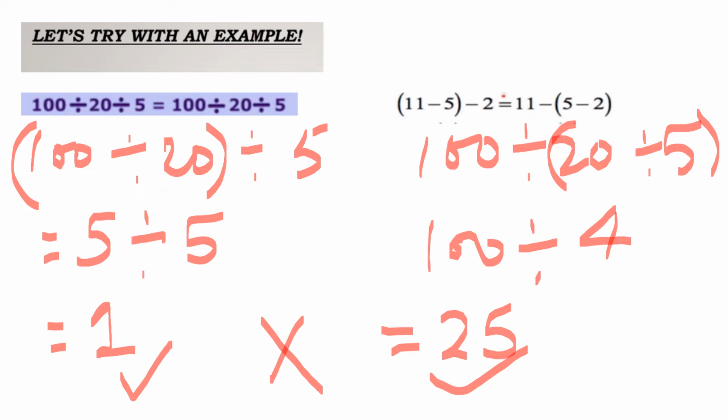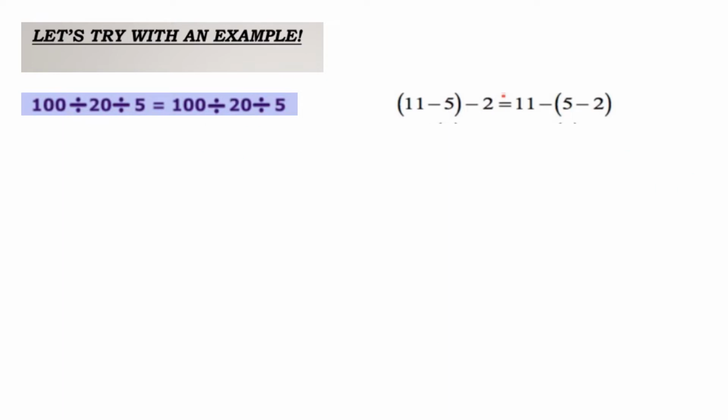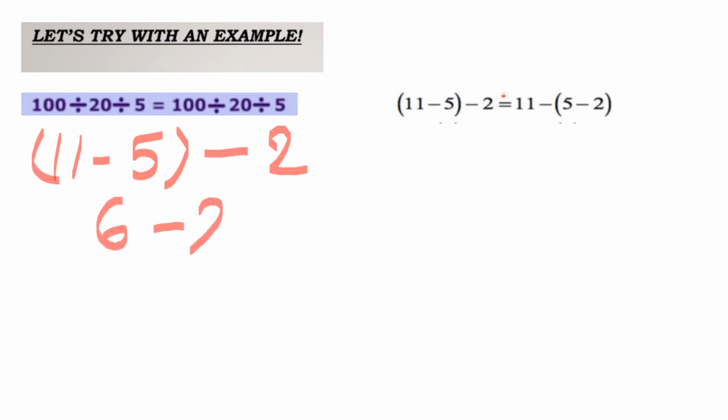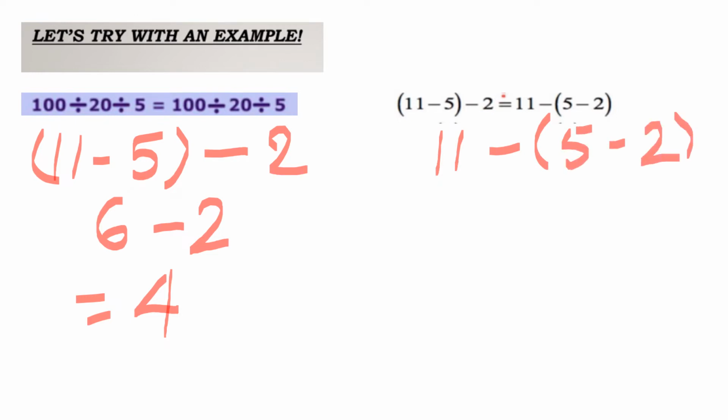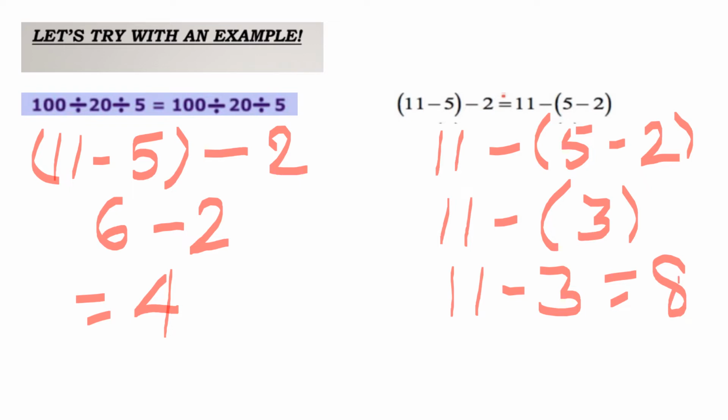Now let us check the associativity for subtraction. When we consider the left hand side, it is given 11 minus 5 minus 2. 11 minus 5 gives me 6, and 6 minus 2 gives me 4. So my answer for the left hand side is 4. For the right hand side, I check 11 minus (5 minus 2). 5 minus 2 gives me 3, and 11 minus 3 is equal to 8. Thus, the left hand side and the right hand side are not equal. Therefore, associativity does not hold good for subtraction also.